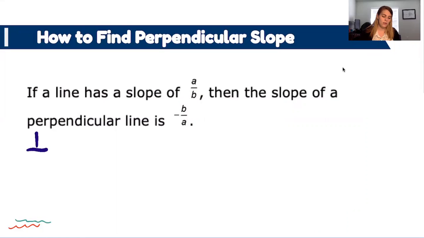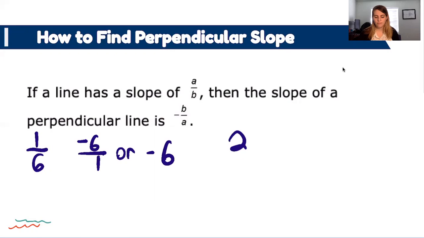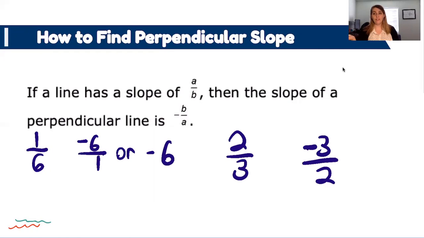So for example, if one line has a slope of 1/6, and you see that another line's slope is -6/1, or just -6, because that's what it simplifies to, they're opposite reciprocals, so they're perpendicular. Another one: if a line has a slope of 2/3, a line perpendicular to it will have a slope of -3/2. Flip the fraction, change the negative to a positive.